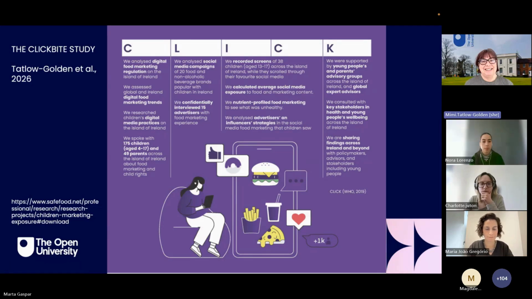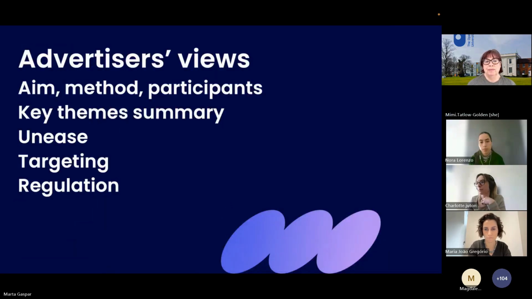Wonderful. And so that's a version of the summary of the study that Magda just showed as well. And you can see there under L for landscape of campaigns, you can see that we confidentially interviewed 15 advertisers as part of this wider study that gives us very many different angles on children's exposure to and engagement with food marketing in digital media. So the next slide, please. So I'm going to take you through quickly our goals and how we did it, a little summary of our main themes, and then these key themes that we extracted from our conversations with advertisers around unease, targeting, and regulation.